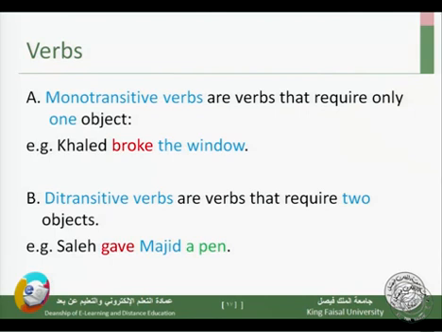Ditransitive verbs are verbs that require two objects. Di means two, so ditransitive verbs take two objects. As we see in this example, Saleh gave Majid a pen. Gave is a ditransitive verb. It takes two objects. The first one is Majid and the second one is a pen. So Majid is the first object and a pen is the second object. Gave is a ditransitive verb because it takes these two objects.